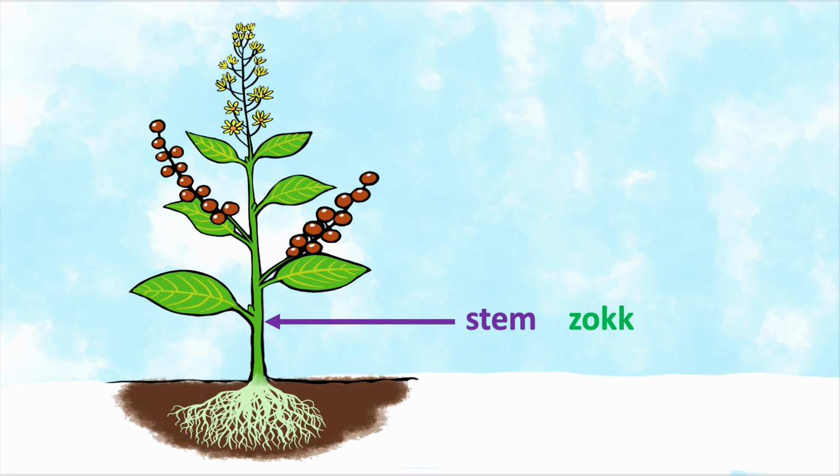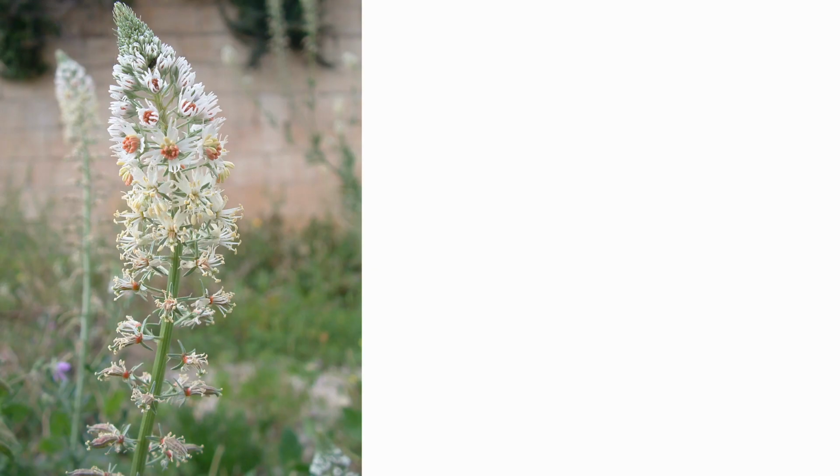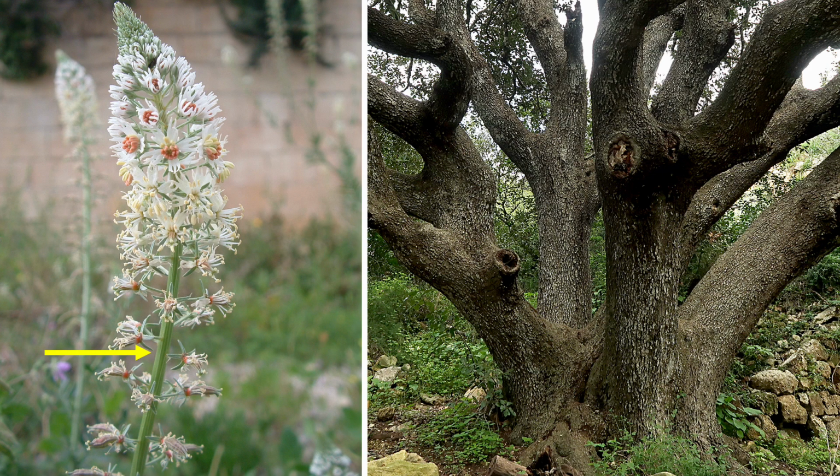Okay, what's next? Let's talk about the stem now. As you can see from the picture, the stem is the middle part, where all the bits of the plant are stuck together. It's like the main road through a town with side streets. Plants come in many sizes, so their stems come in many sizes too. Some stems are thin, like the stem of this wildflower. Some stems are huge, like this enormous oak tree.